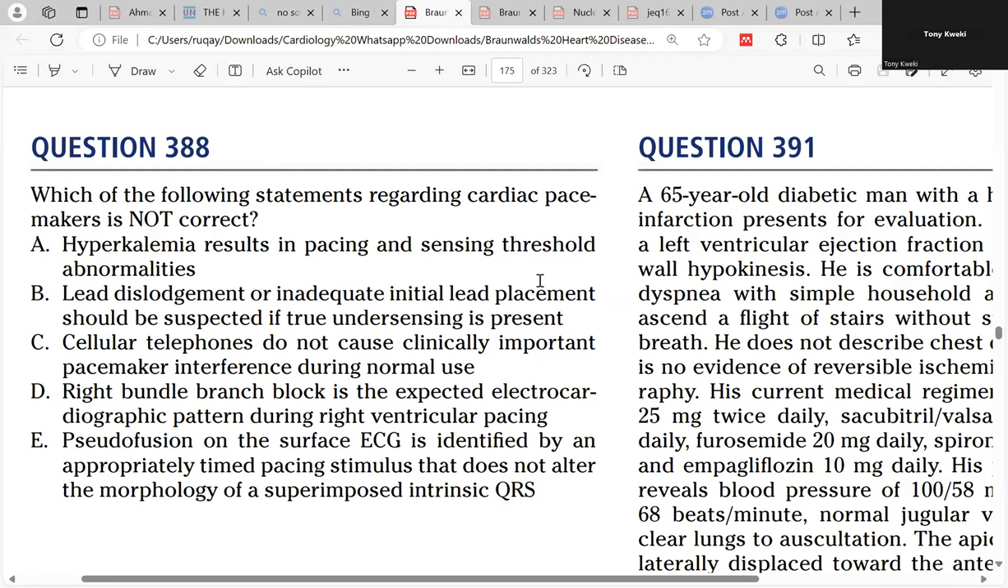So question 388. Which of the following statements regarding cardiac pacemakers is not correct? Okay, so not correct. So we're looking for one false answer. Hyperkalemia results in pacing and sensing threshold abnormalities. This is true.